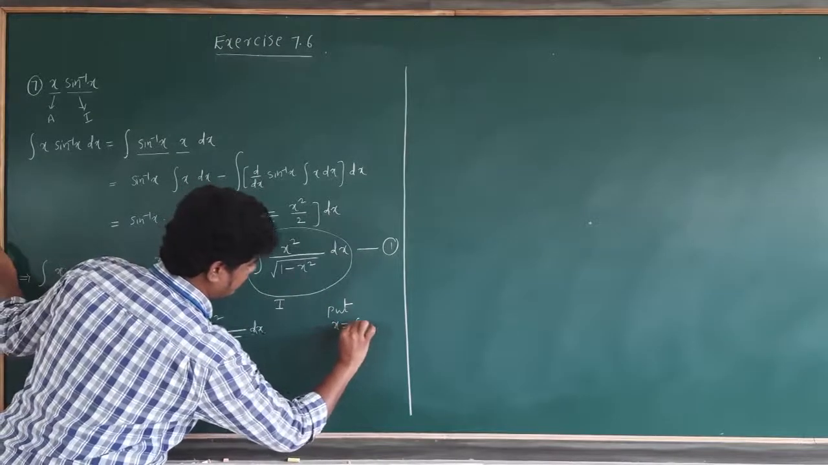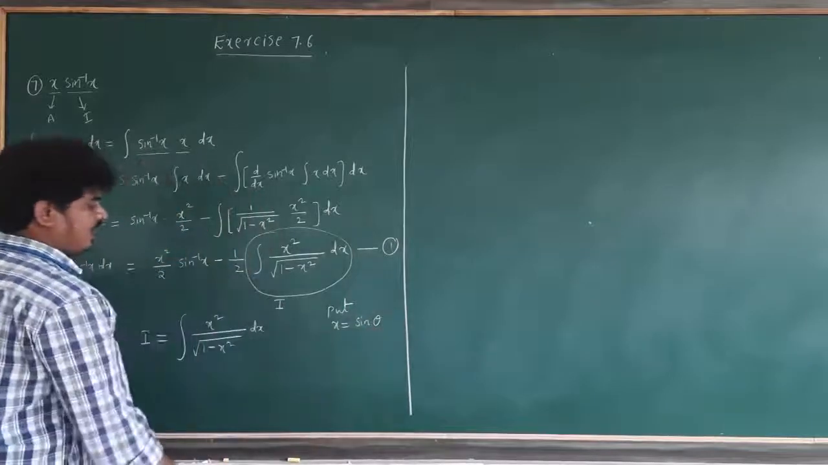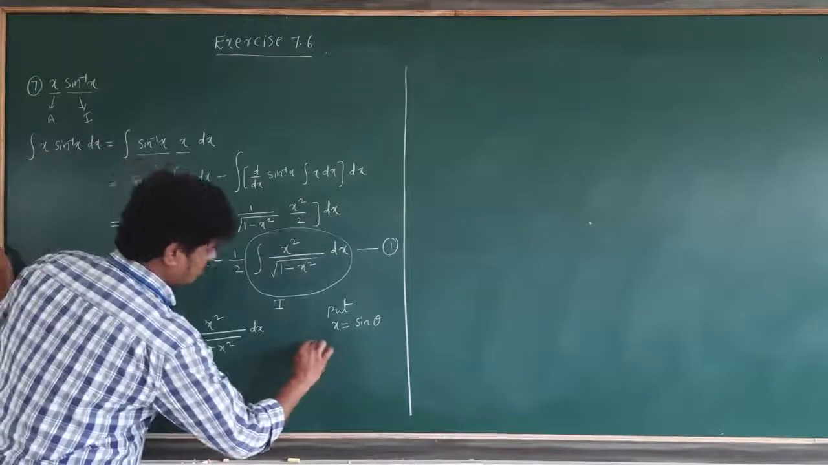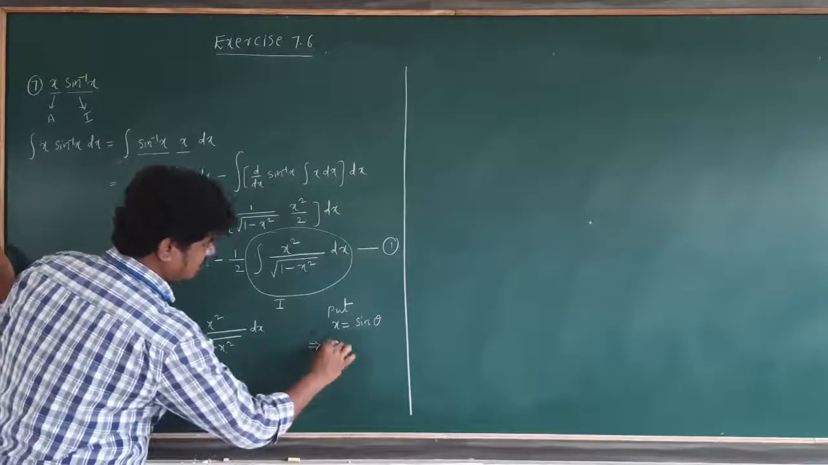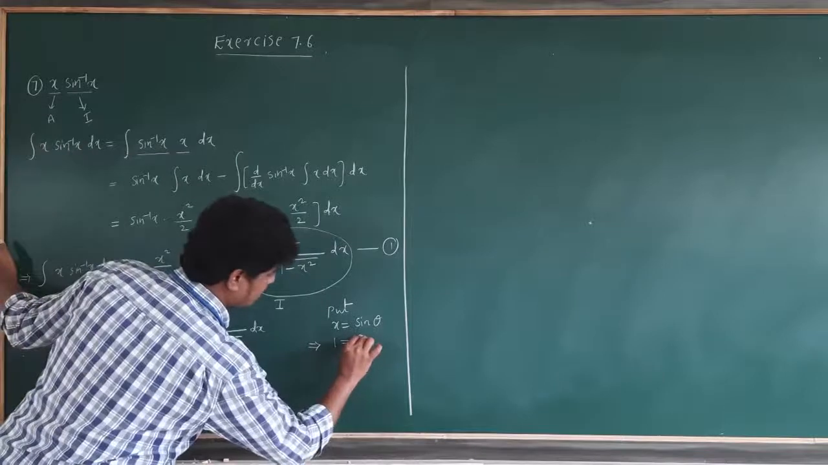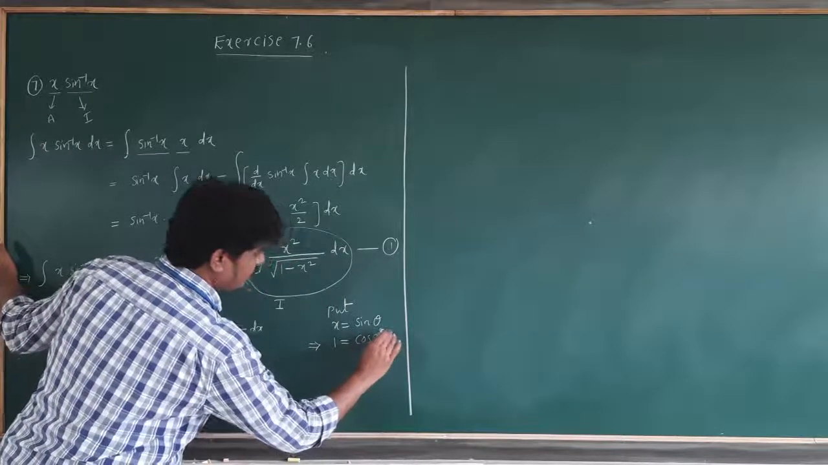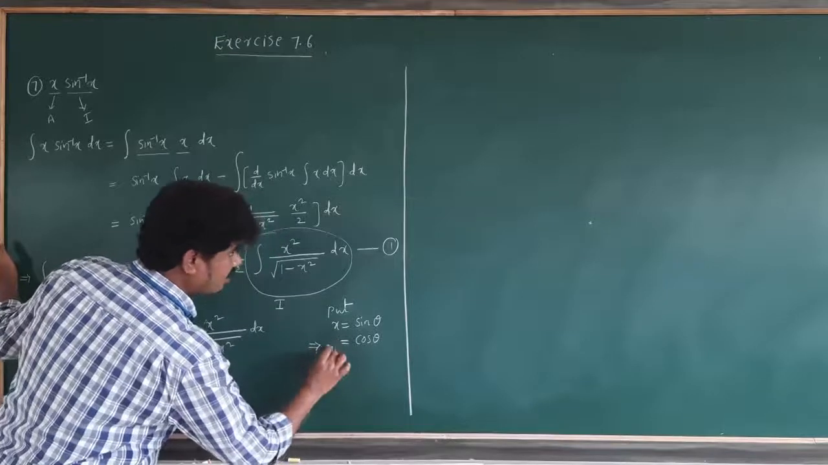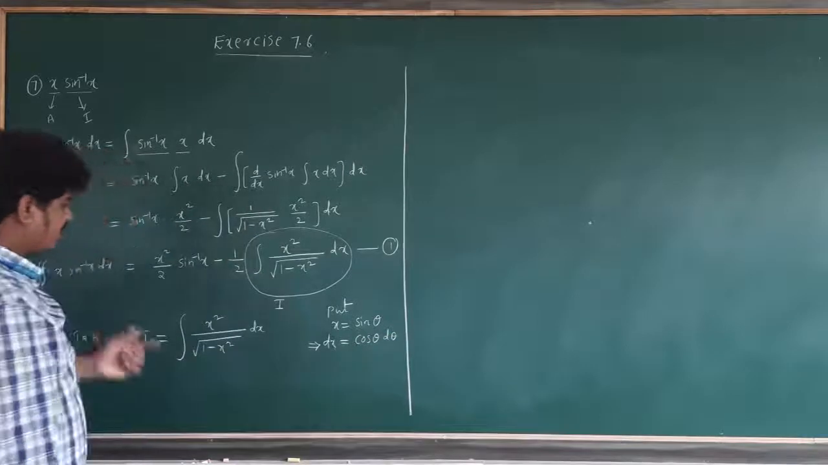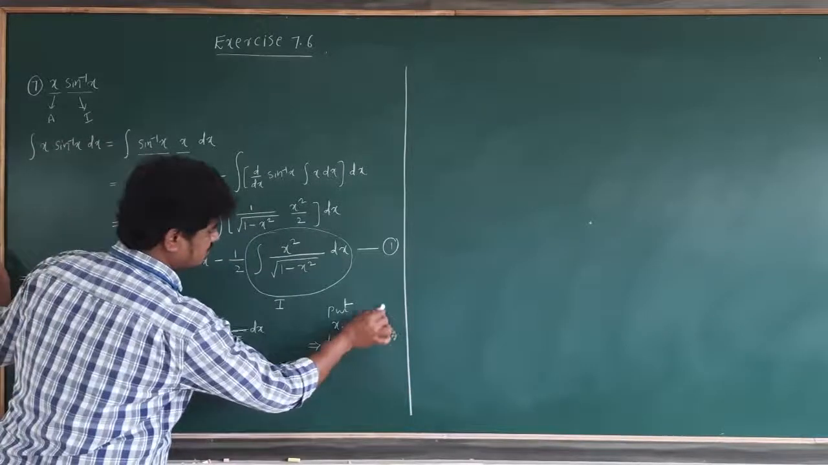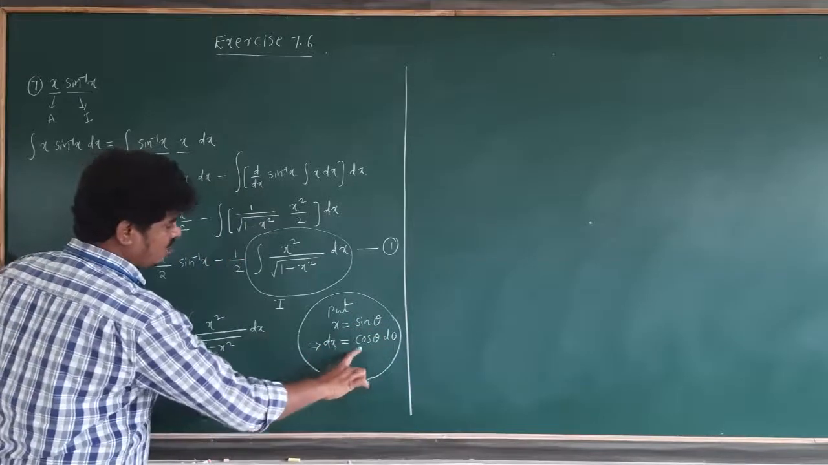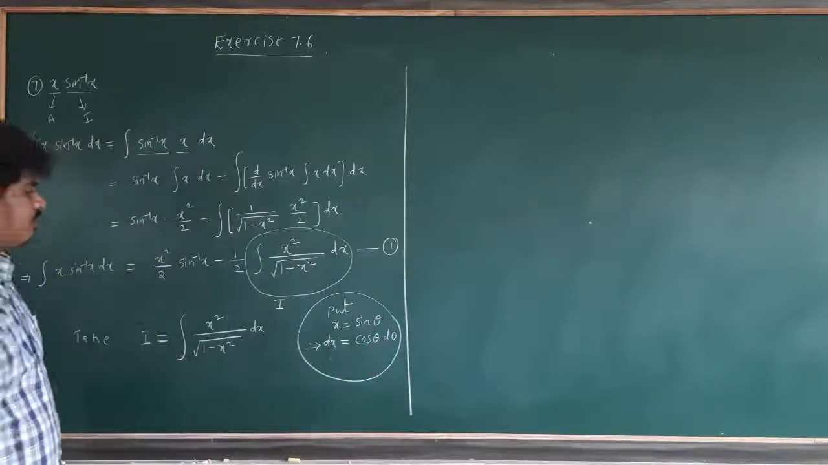x is equal to sin theta, or sin t; I am taking sin theta. Differentiate both sides with respect to x. Now what is the derivative of x? That is 1, equal to the derivative of sin theta with respect to x, which is cos theta into d theta by dx. I am taking dx here and d theta here. From this, x is equal to sin theta, and dx is equal to cos theta d theta. Now this I will become like this.